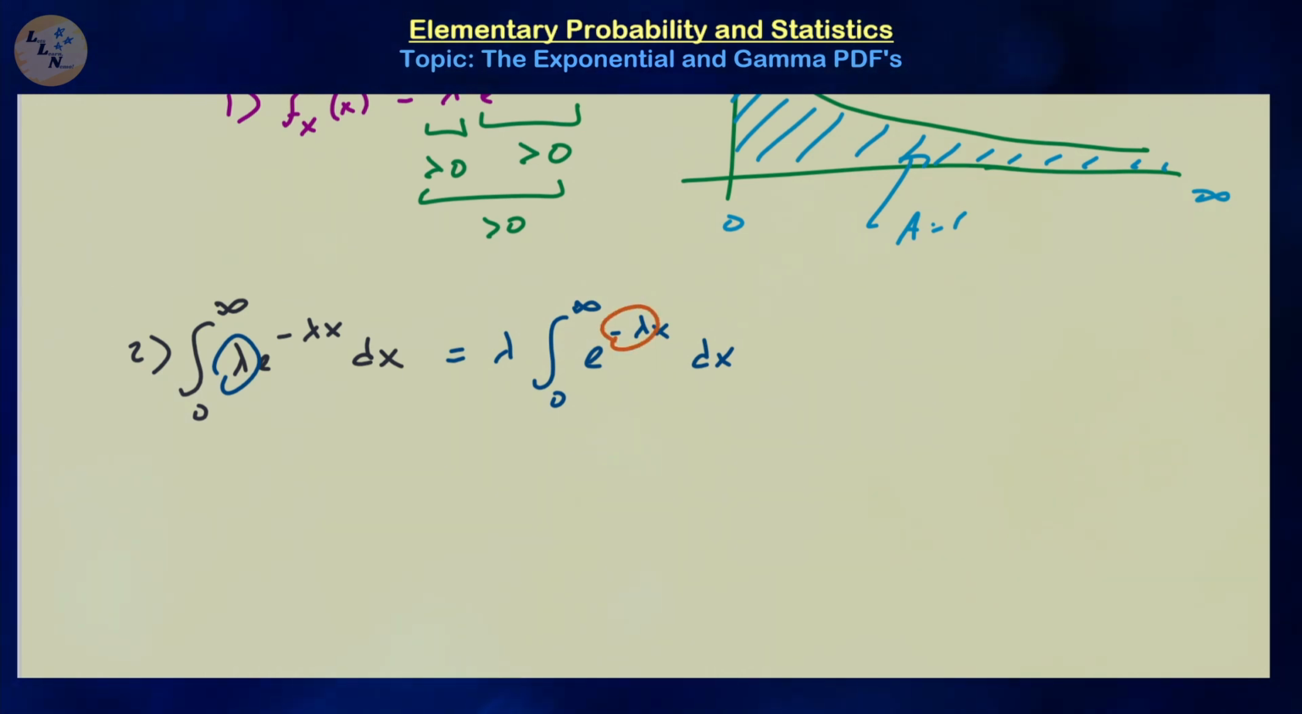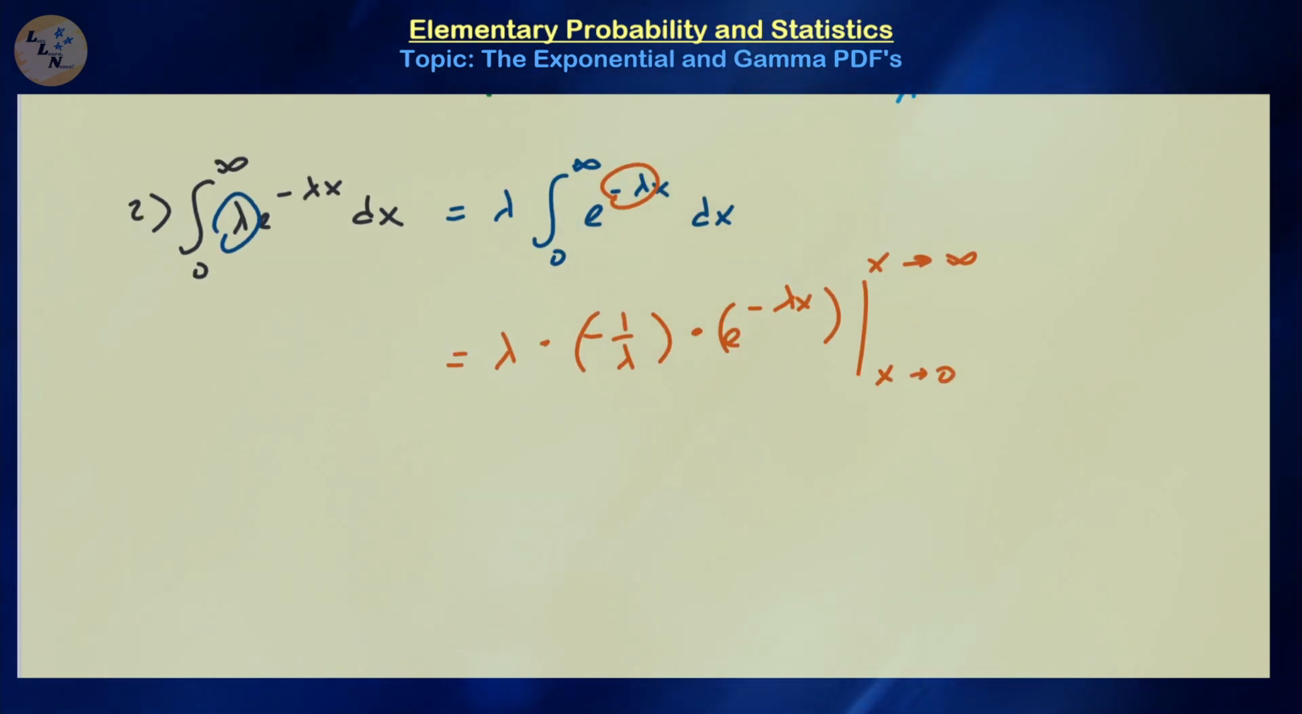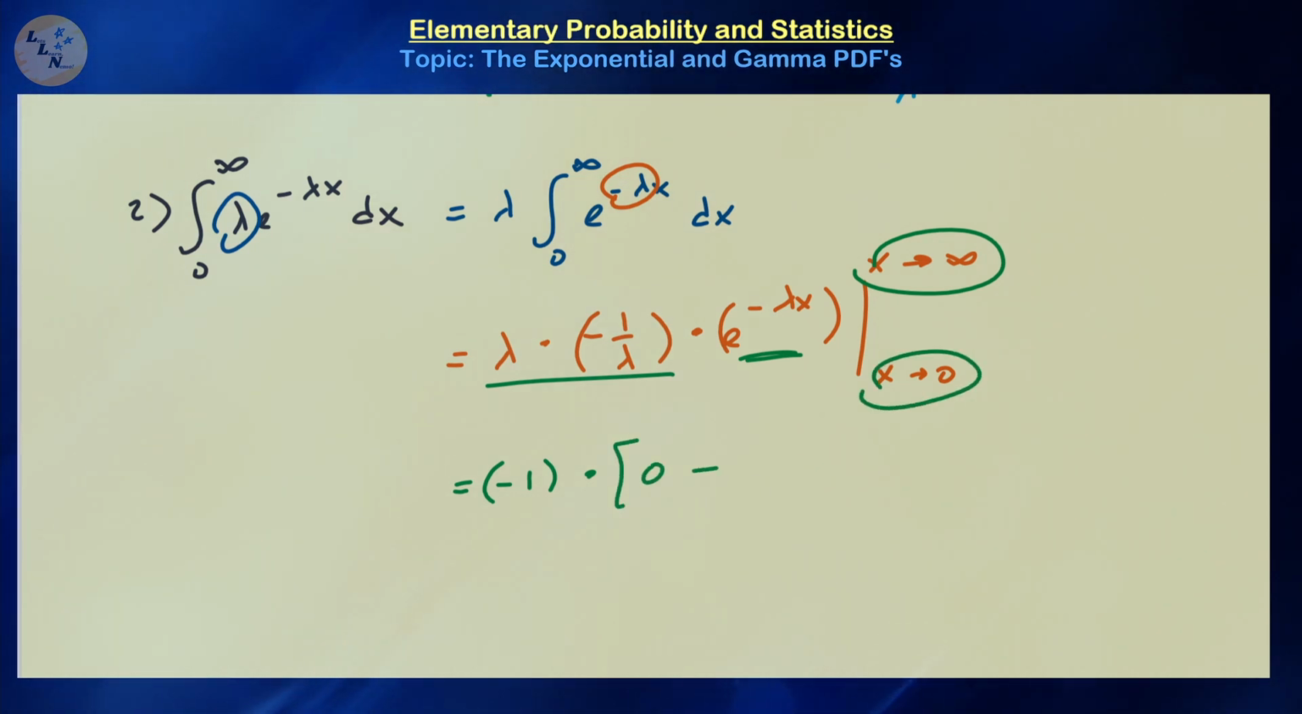Since minus lambda is the constant, by the inverse chain rule, this is going to be equal to lambda times that constant reciprocated times e to the minus lambda x. And by the fundamental theorem of calculus, we evaluate that at infinity, evaluate that at 0, and then subtract. That's all the calculus you really need to know. So those cancel, just leaving us with -1. As x goes to infinity, this thing goes to 0. And once I plug in 0, I get 1. So -1 times -1 is just 1.